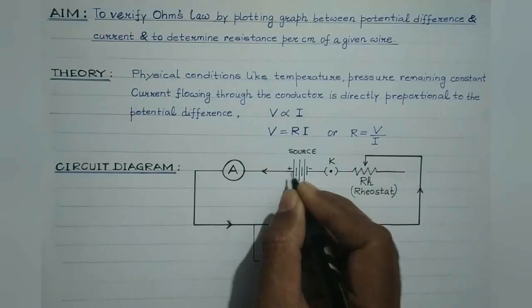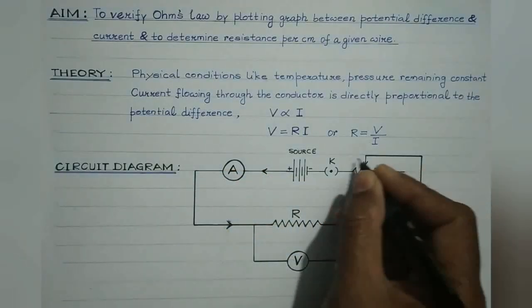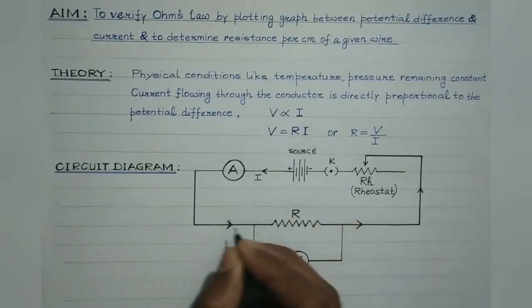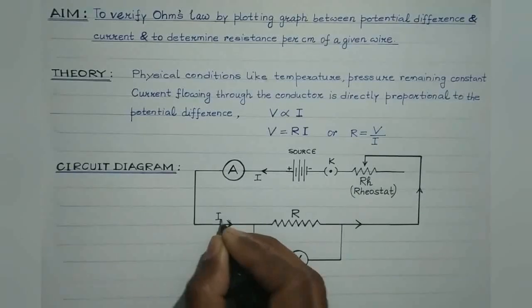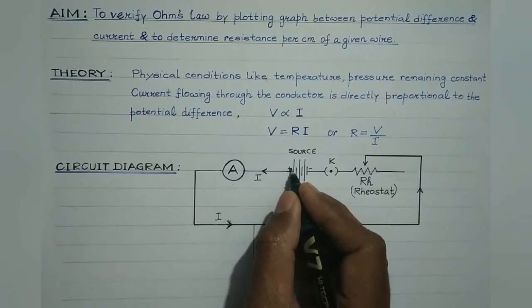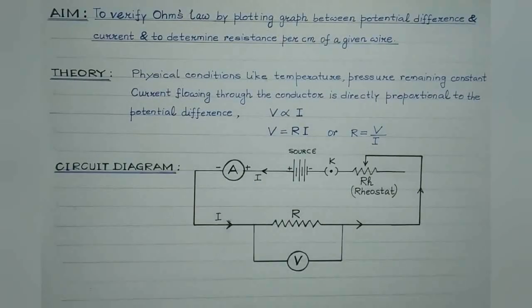This is the positive terminal. Current always flows from the positive terminal, that is higher potential, to the negative terminal, that is the lower potential. So this is the current I. And as I've told you, this is the ammeter, which is to be connected in series, means positive. So this should be the positive terminal, the other one should be the negative terminal.